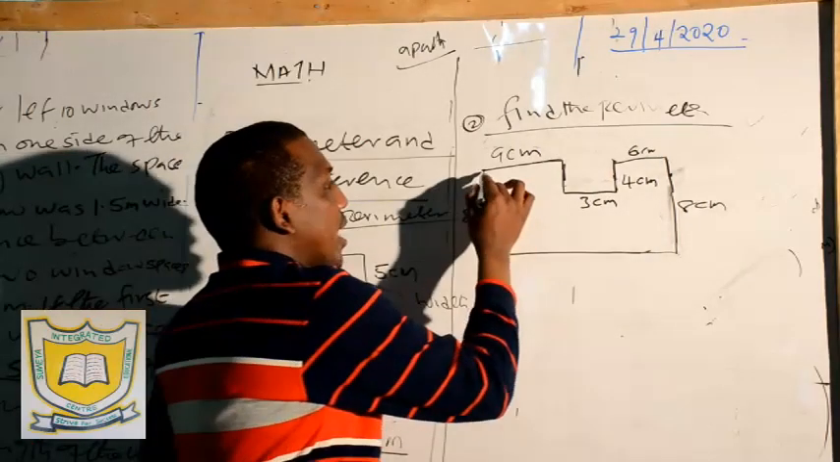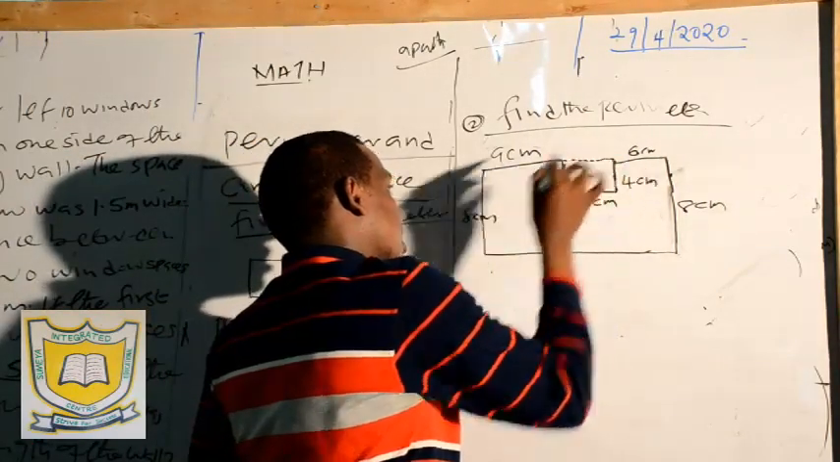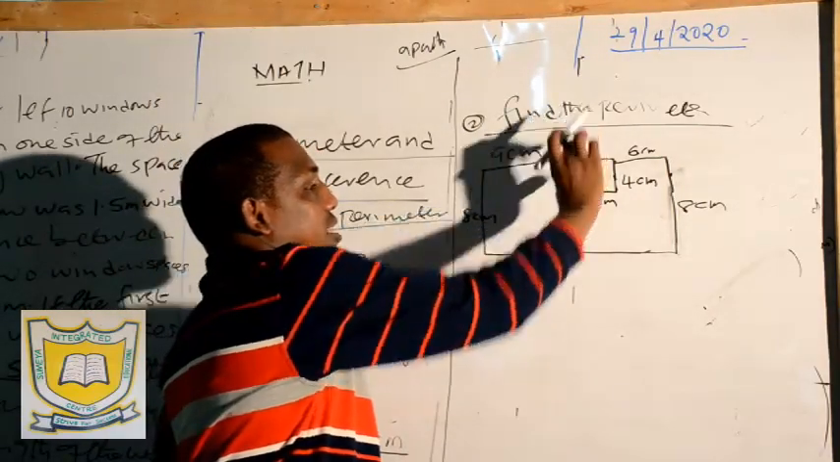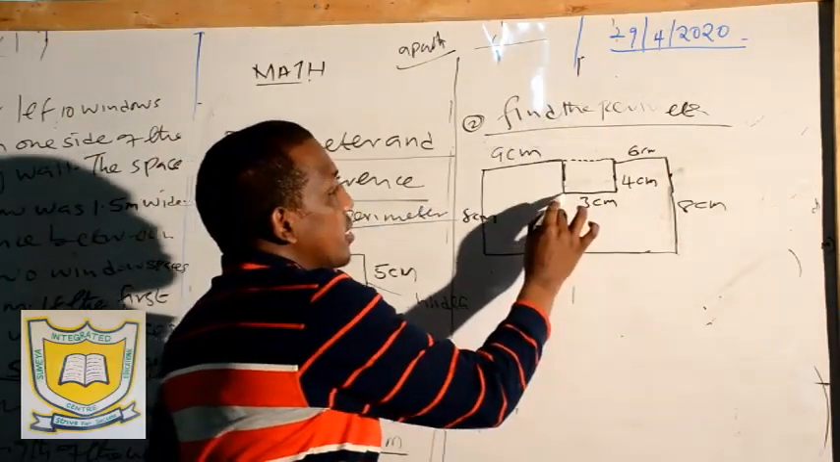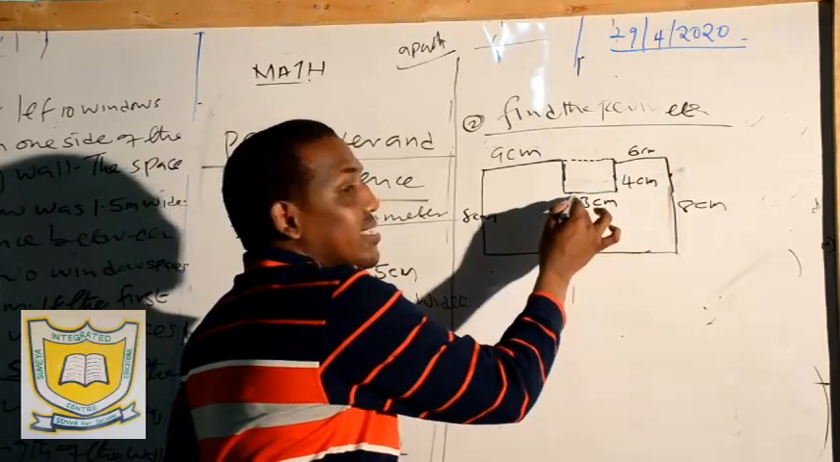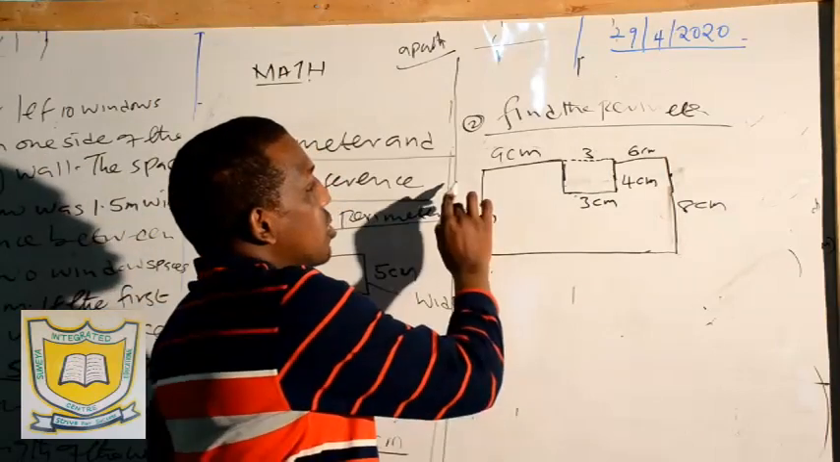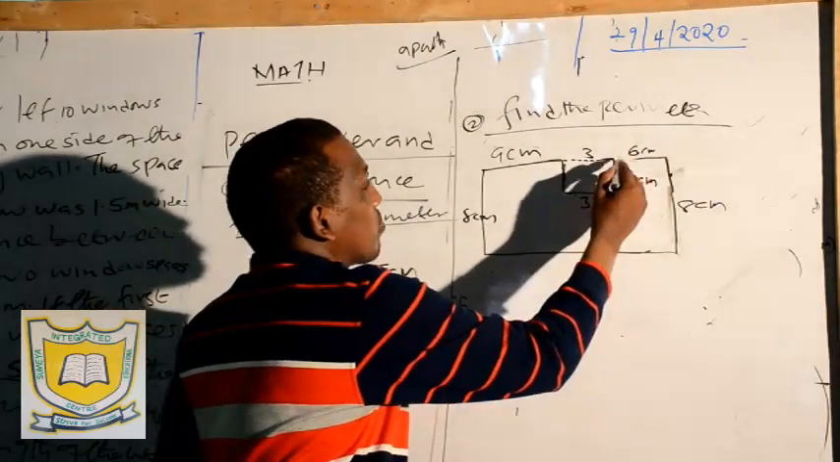So this line, let's say we dot it. So it is full. If it is full now, this one is the same as this line. The distance from here to here is 3, and the distance from here to here is also 3. So now the whole of this line will become.